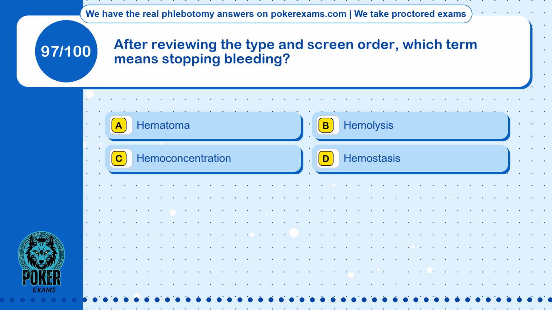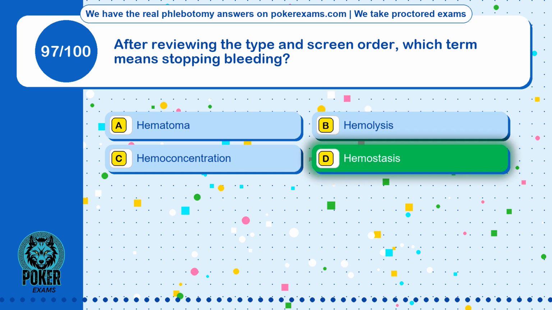Question 97. After reviewing the type and screen order, which term means stopping bleeding? Option A. Hematoma. Option B. Hemolysis. Option C. Hemoconcentration. Option D. Hemostasis. The correct answer is option D. Hemostasis.